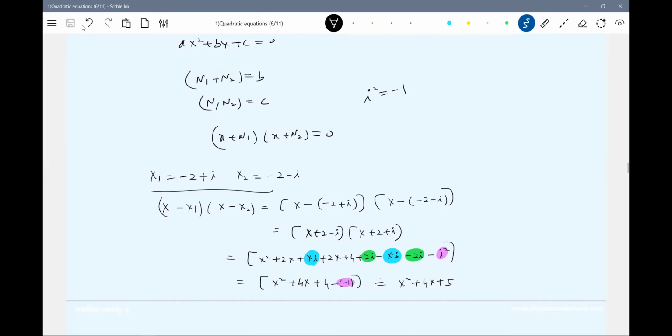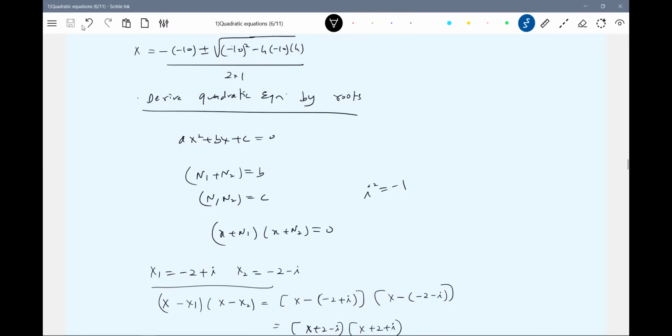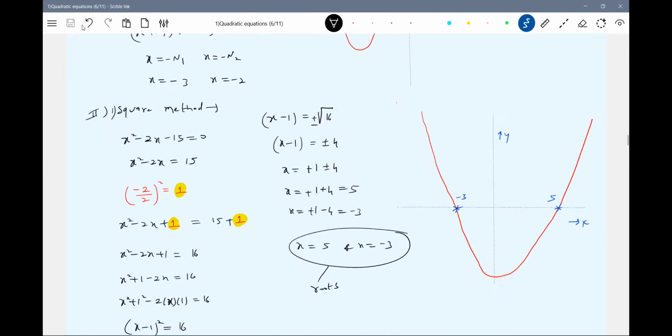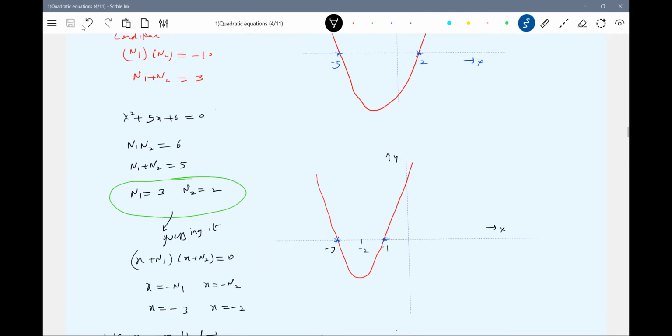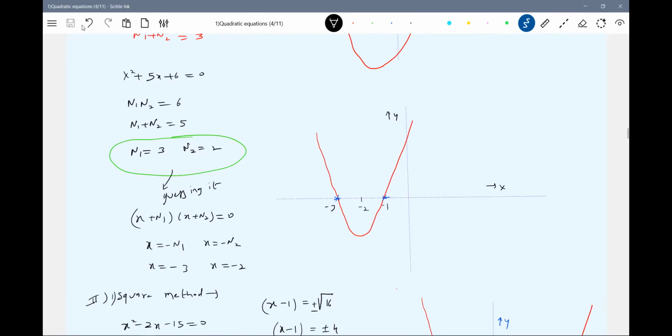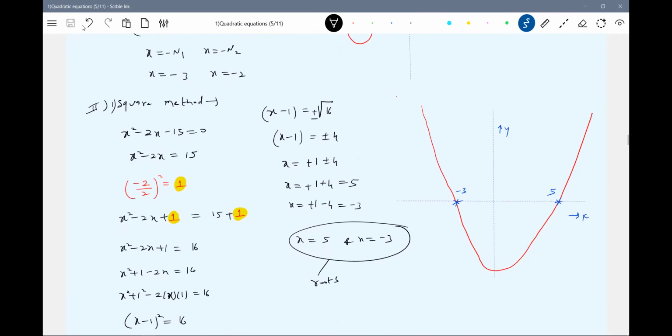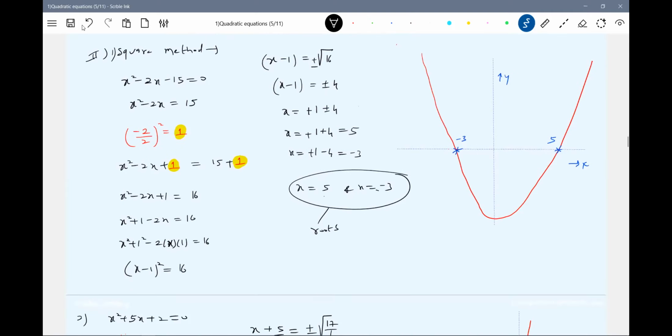Okay, kids, I think we had a nice discussion about the quadratic one. So once again, what do the roots mean? What do you mean by roots here?